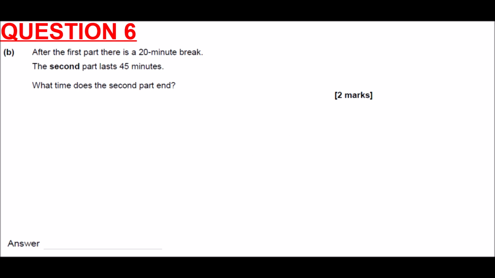Part B. After the first part, there's a 20-minute break, and the second part lasts 45 minutes. What time does the second part end? So if there's a 20-minute break and the second part lasts 45 minutes, that's going to be a total, including the break, of 65 minutes. Now, in an hour, there's 60 minutes, so 65 minutes is 1 hour and 5 extra minutes.